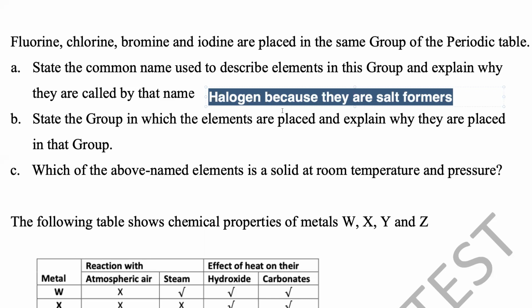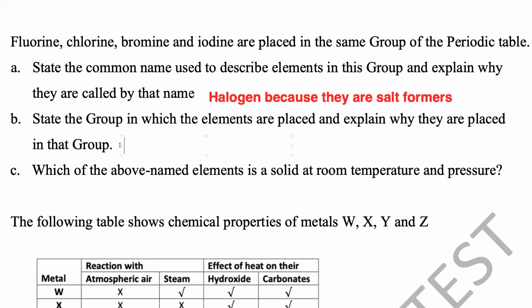Yeah, so they are actually called halogens because they form salts. And then part B says, state the group in which these elements belong. So here you're just actually stating the name. Now here you state the very group as well as explain the reason why all these elements fit to be put in that group. And remember, for the group number, you don't write a digit, you use Roman numerals.